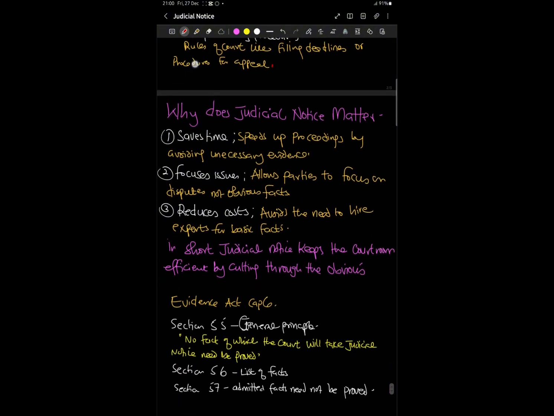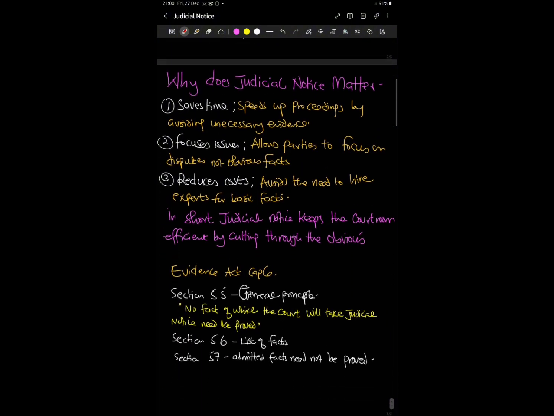So the question is, why does judicial notice really matter? One, it saves time. It speeds up the proceedings by avoiding unnecessary evidence. Why would you need to prove the obvious? Two, focusing on the issues: it allows parties to focus on disputes but not the obvious facts. Three, it reduces costs. We need not hire experts to come and verify obvious things that everybody literally knows. That would be a waste of resources and time.